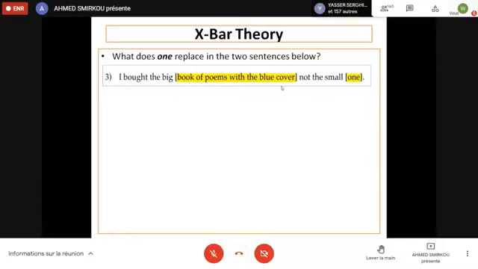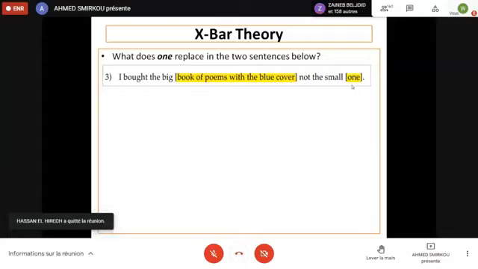Why? Because using one replacement, it seems that we can target one replaces only book of poems with the blue cover, because the small excludes the big. I'm not talking about the big book, I'm talking about the small. Okay, so the small excludes the big.